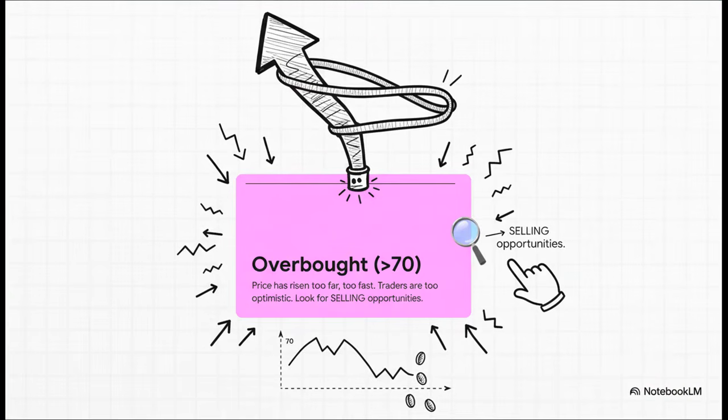First up, we have the overbought zone. This is typically any reading you see above 70. This is a big hint that buyers have gotten a little too excited. They've pushed the price up way too far, way too fast, and euphoria is probably setting in. I want you to picture a rubber band being stretched upward. The more it stretches, the more tension builds, and the more likely it is to snap right back down. This is our cue to start looking for potential selling opportunities.